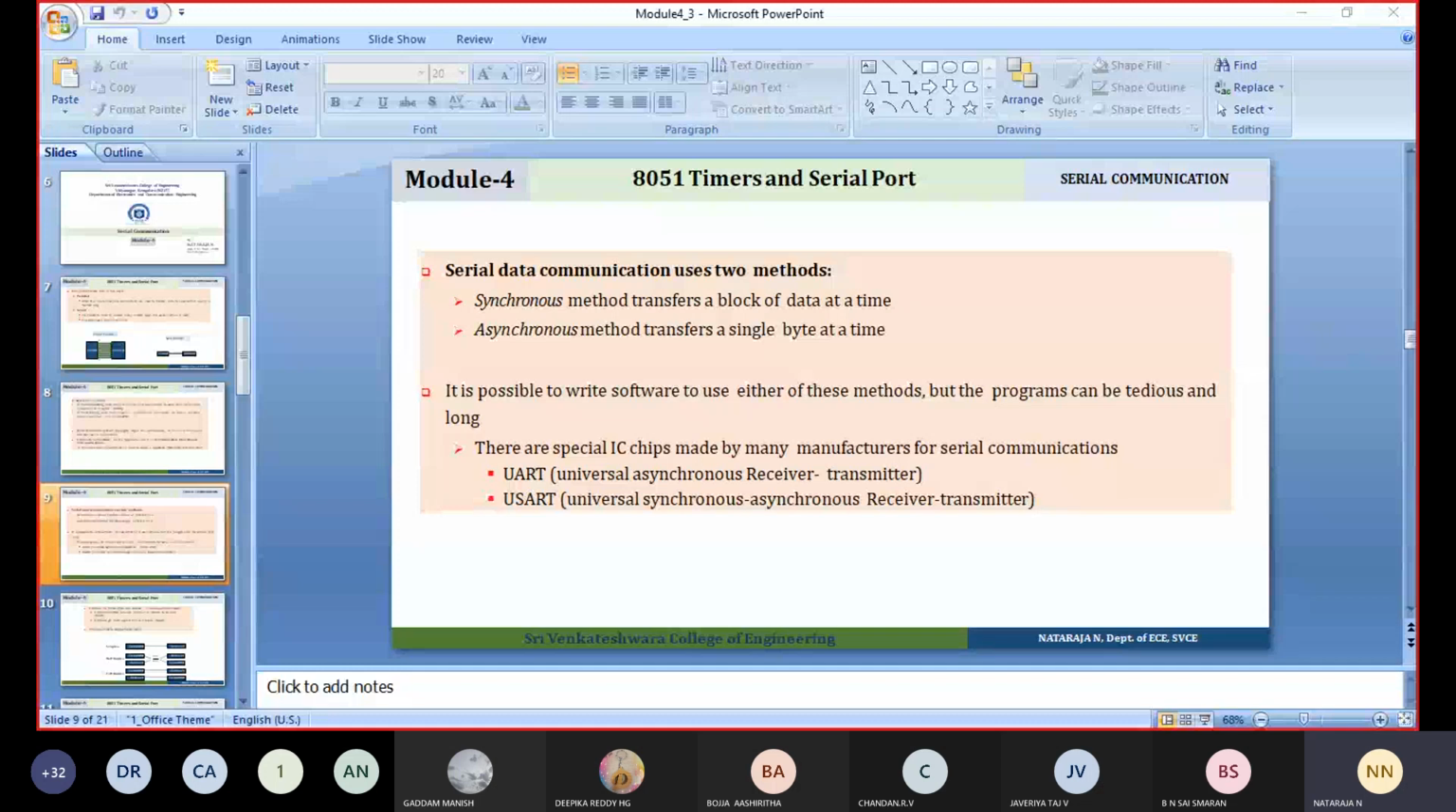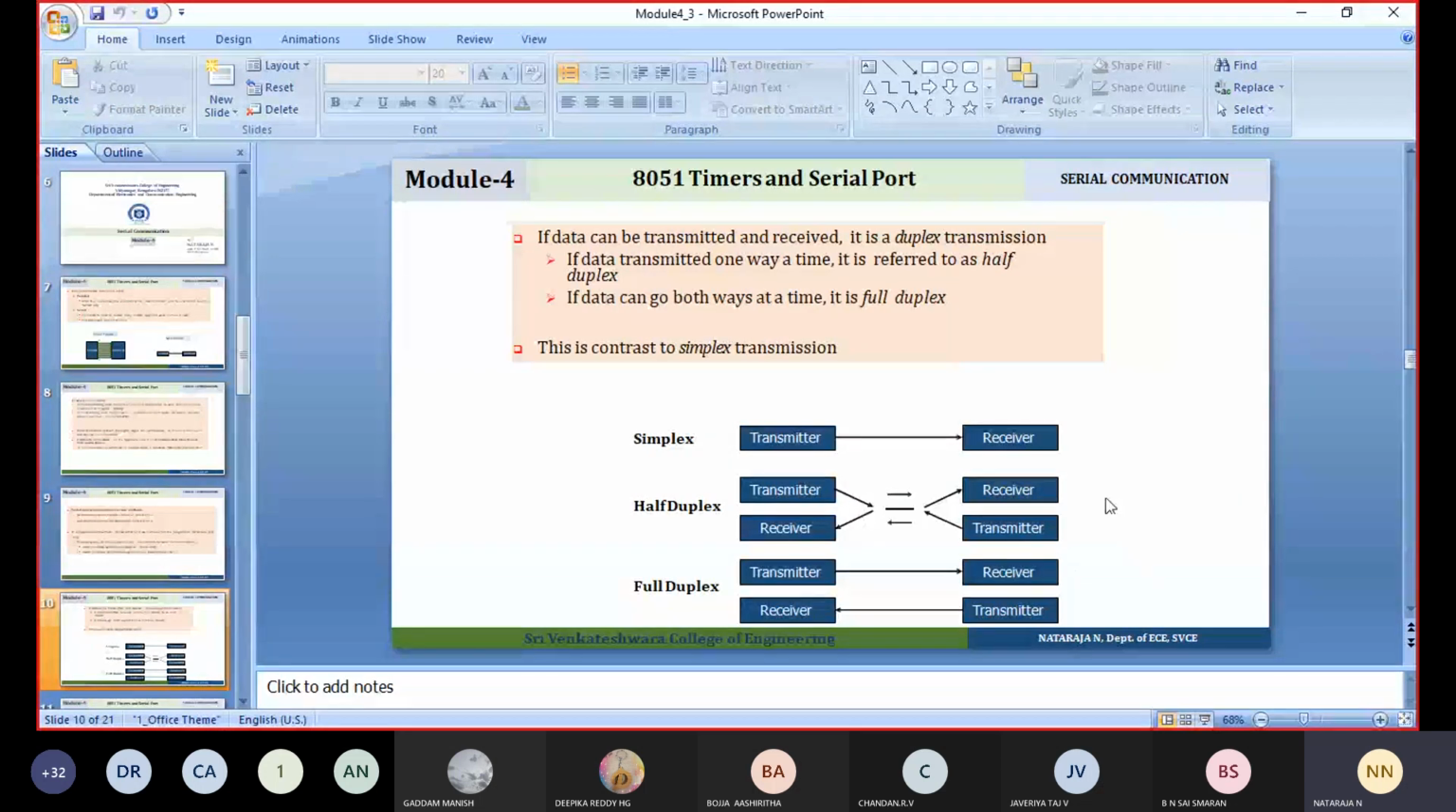Okay, we'll come to the next one. See here, this is a simplex transmission. How exactly are we going to use half duplex, full duplex, and simplex? If data can be transmitted and received, it's a duplex transmission. In the duplex, we have different types. First one, where data is transmitted one way at a time, is referred to as half duplex.